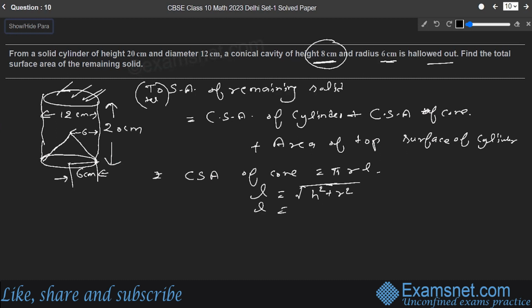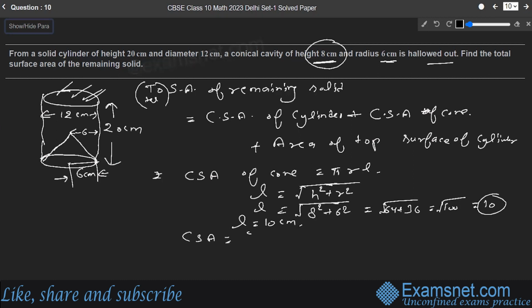So L can be calculated by the square root of 8 squared plus the radius 6 squared, and that is nothing but 64 plus 36, which comes out to be root 100, that is nothing but 10. So the slant height comes out to be 10 centimeter. So now we can find out the curved surface area of the cone.